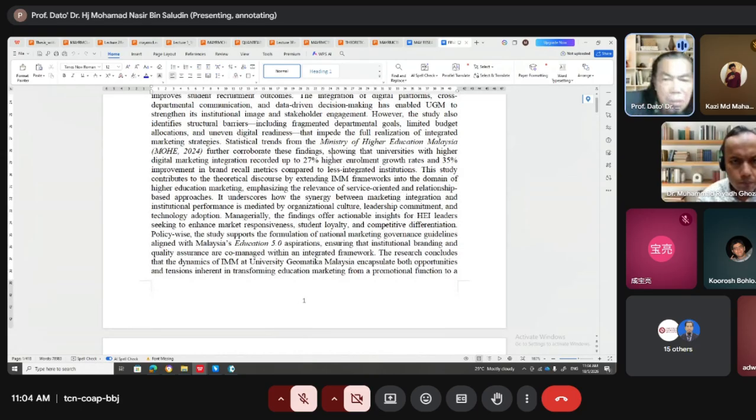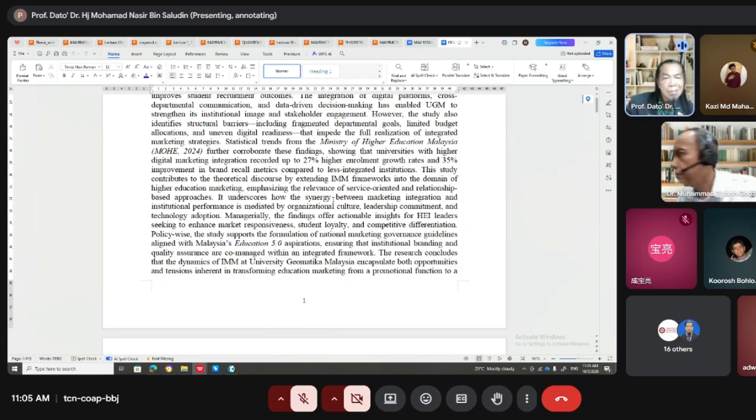Statistical trends from the Ministry of Education Malaysia, MOHE 2024, further corroborate this finding, showing that universities with higher digital marketing integration recorded up to 27% higher enrollment growth rate and 35% improvement in brand recall metrics compared to less integrated institutions. This study contributes to theoretical discourse by extending the IMM framework into the domain of higher education marketing, emphasizing a relevant, service-oriented, relationship-based approach.